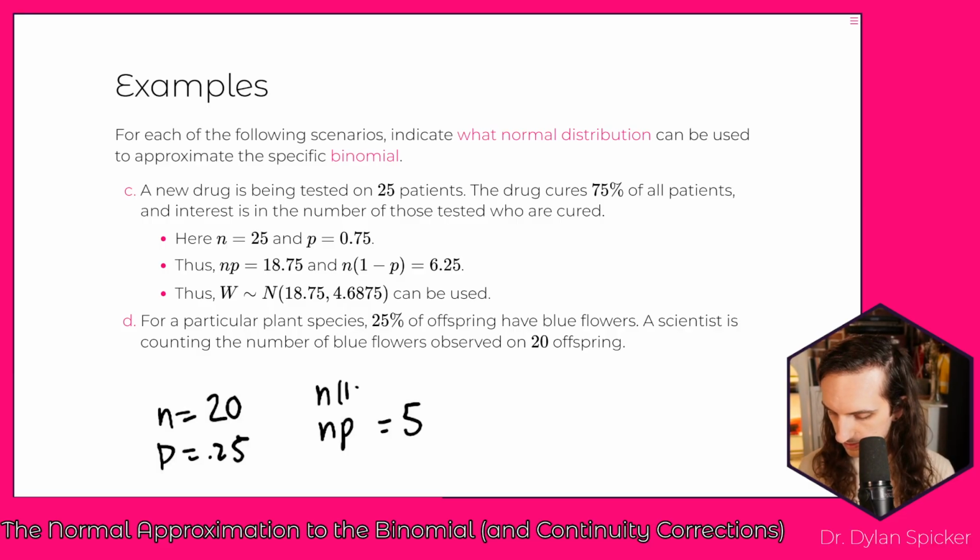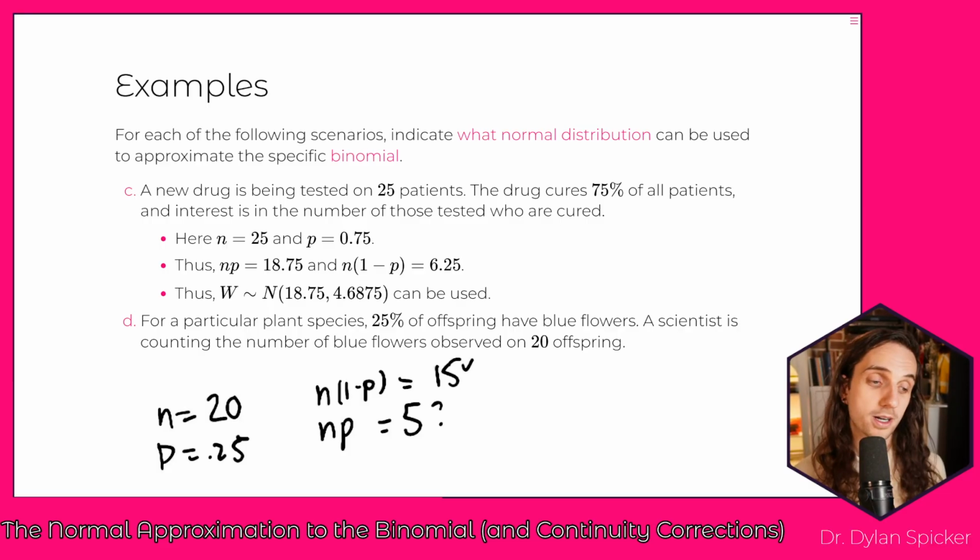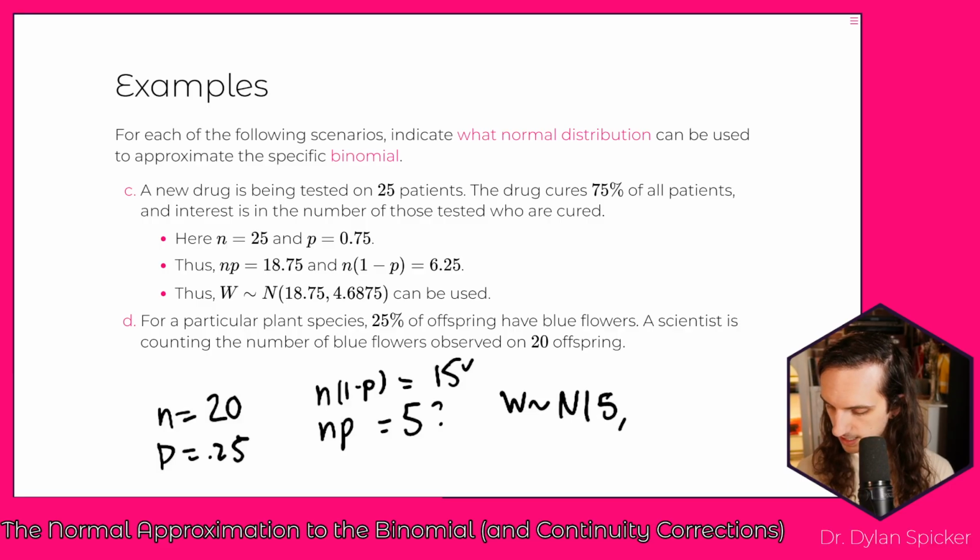So if we take n times (1 minus p), that is going to end up giving us 15. And so we're fine on the n times (1 minus p). That one's sort of a question mark. But if we wanted to go forth with this, then W is going to have to be a normal. n times p gives us 5, and then n times p times (1 minus p) is going to give us 5 times 0.75.